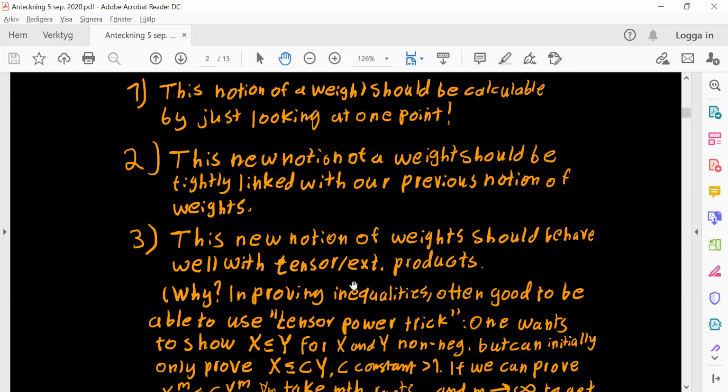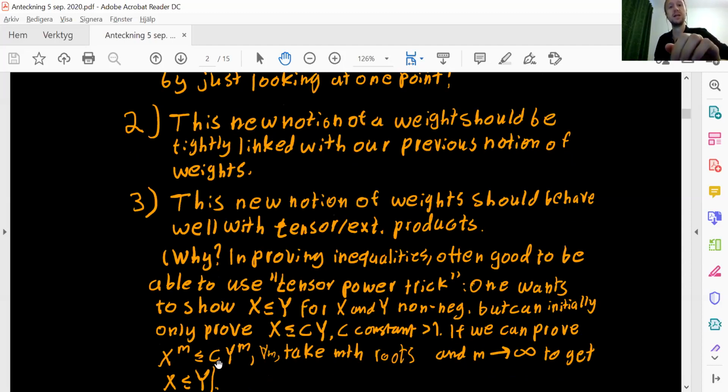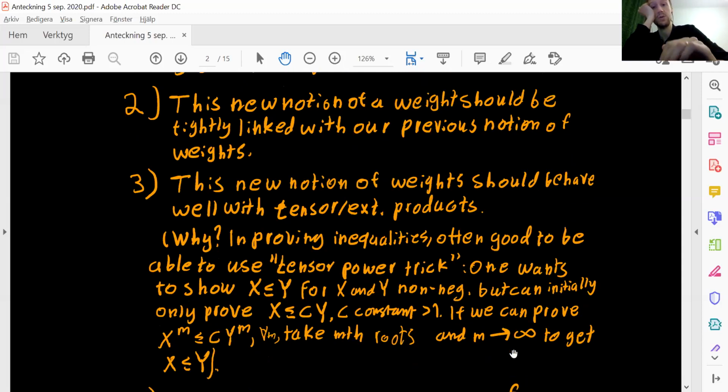And the reason we want this is the following: when we want to prove inequalities, we often want to be able to use some tensor power trick. Say that we want to show an inequality x is less than or equal to y, for x and y some non-negative quantities. But say that initially we can only prove that x is less than or equal to c times y, for c some constant greater than 1. Well, this is then a shame, but say that we can prove instead that x to the power of m is less than or equal to c times y to the power of m for all m. Then we can, of course, just take mth roots and let m go to infinity to get x less than or equal to y. So some version of this tensor power trick often comes up when you want to prove certain inequalities in this world.